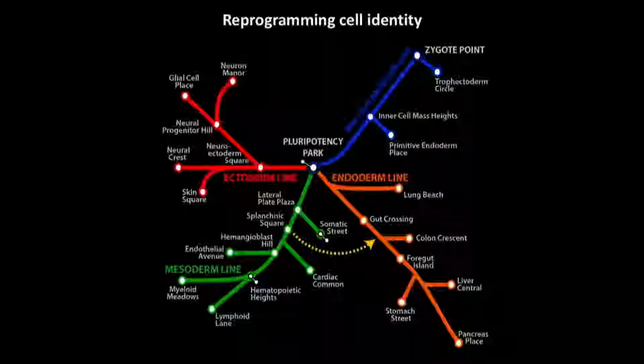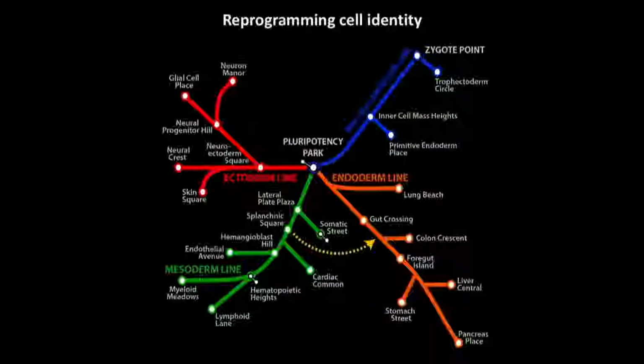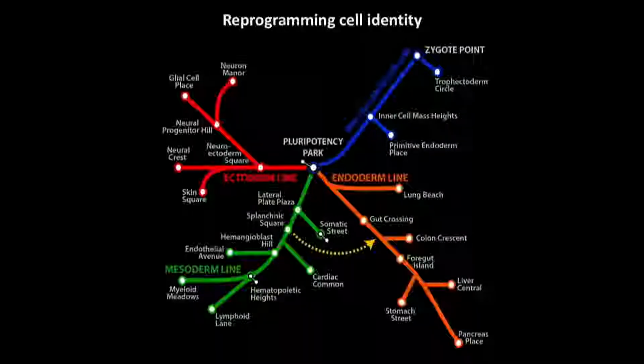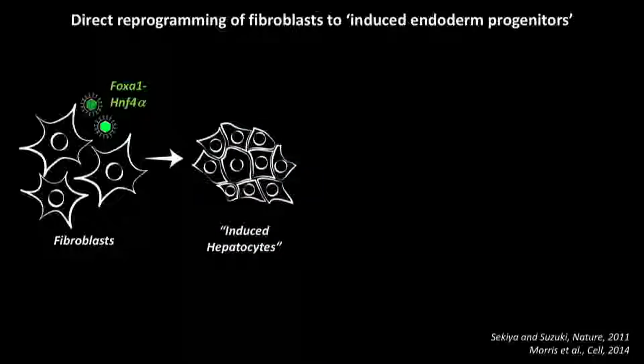This transit map of different identities makes this process look very simple, but we know it's not. We suffer from inefficiency. We also suffer from infidelity. We might be aiming for a particular target cell type. Often we miss, or we make cell types we don't even understand what they really are.